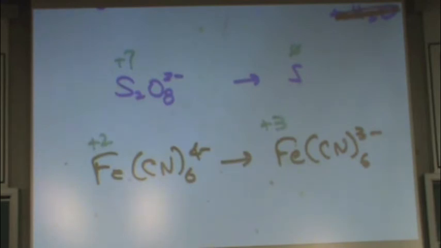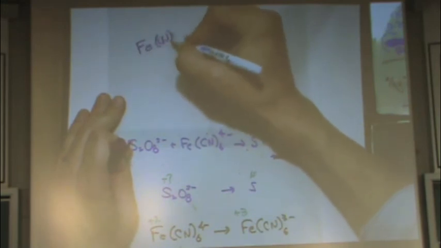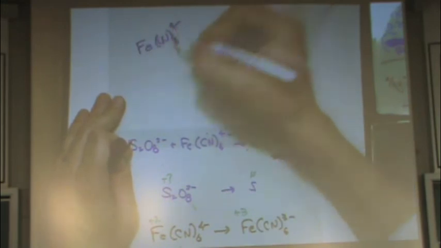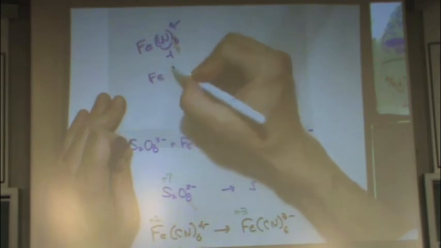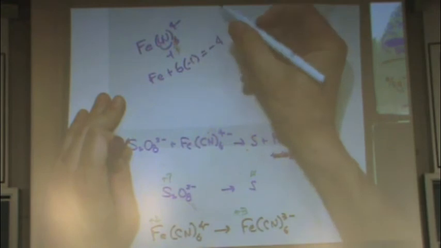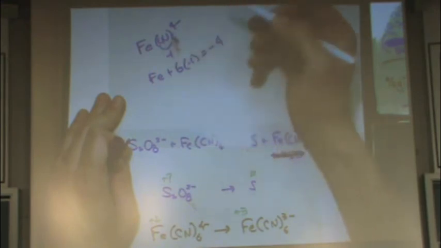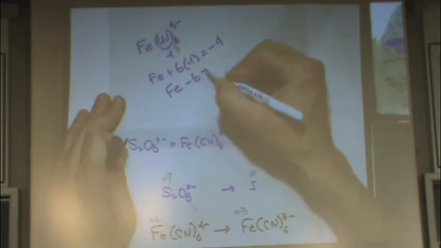Okay, if you were doing the iron, let's do that on scratch paper here. If you're trying to figure out what the oxidation state of iron was, say you got Fe(CN)6 4 minus, what's the charge of CN? Minus 1, that's one of your polyatomics. So you've got iron plus 6 minus 1s equals a minus 4. Minus 1 is for 6 cyanides. So iron minus 6 equals negative 4.